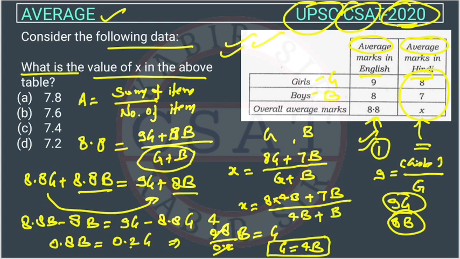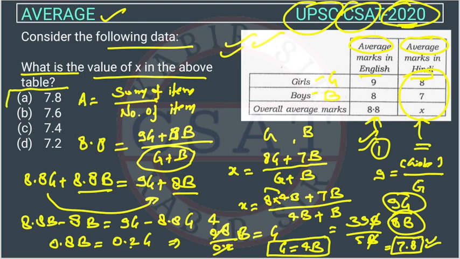So this will become how much? 8 times 4 is 32, plus 7, so it will be 39B. 4B plus B is equal to 5B. This B will cancel this B. So it will go 7.8 times, right? So the value of X is 7.8.